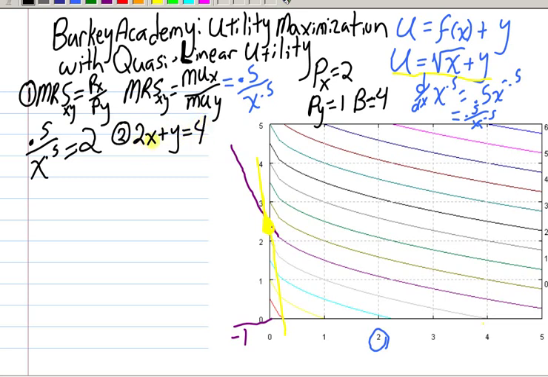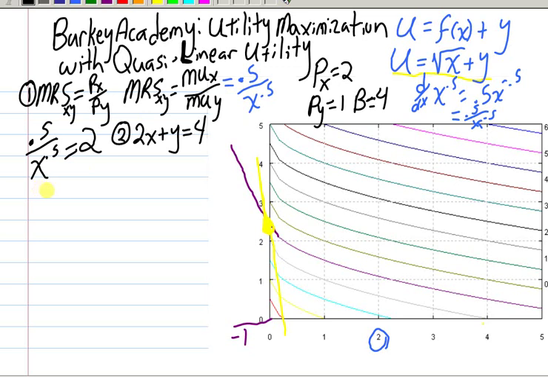So price of x times how many units of x plus price of y times how many units of y, 1y, equals the budget, 4. So solving these two equations with two unknowns, let's see what we get here. Normally what we've done before is solve this equation for y and plug into the budget equation here. That's not going to work in this case. We're going to have to solve this for x. So let's solve this equation for x and plug that into the budget line over there.